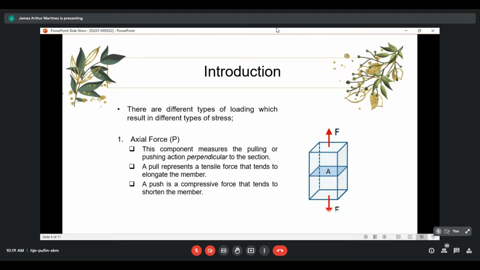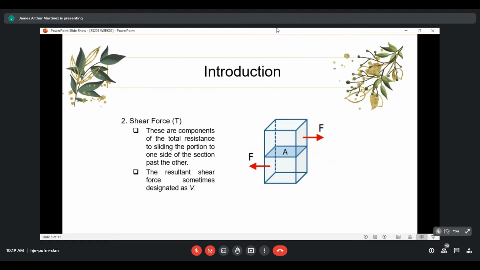So for this axial force, the keyword is perpendicular to the section. So when we say axial force, the force we consider is the force that is perpendicular to the section. In contrast to that, we also have the shear force, which is not letter T but rather the Greek letter tau. If you're familiar with the Greek alphabet tau, that is the representation of shear force, but sometimes shear force can be designated as letter V. So don't be confused by that in their representation or designation.